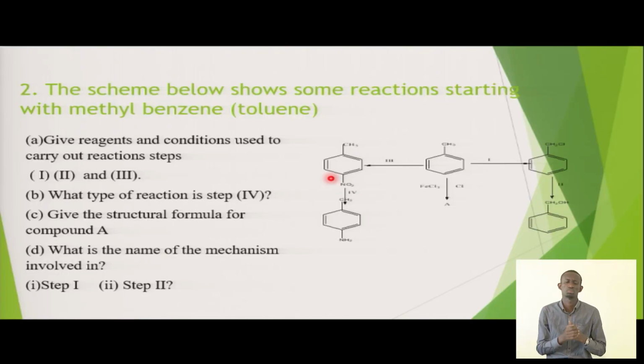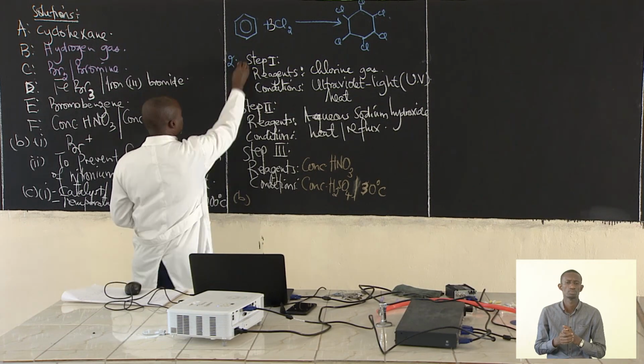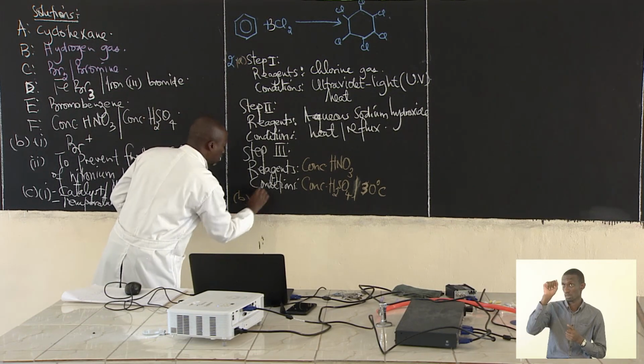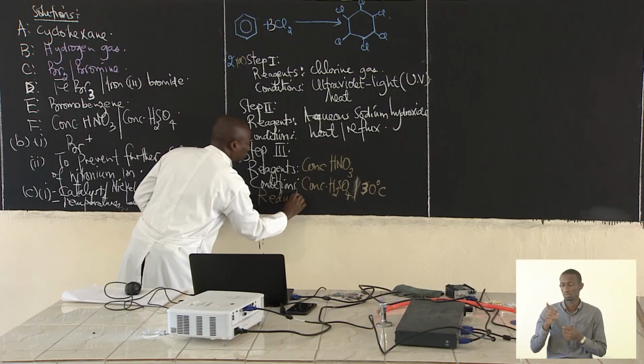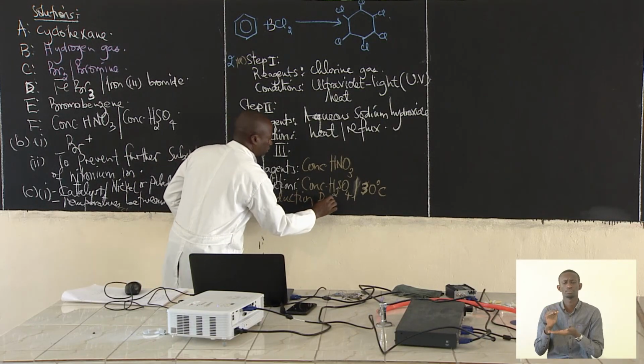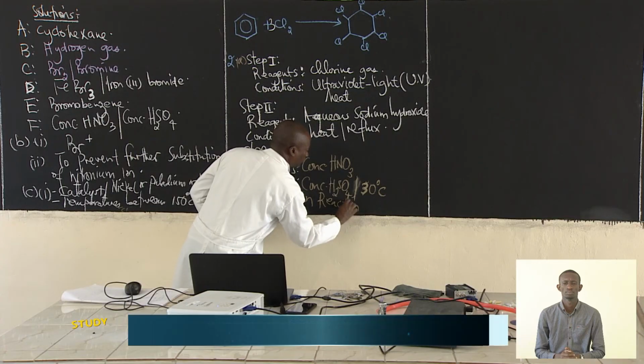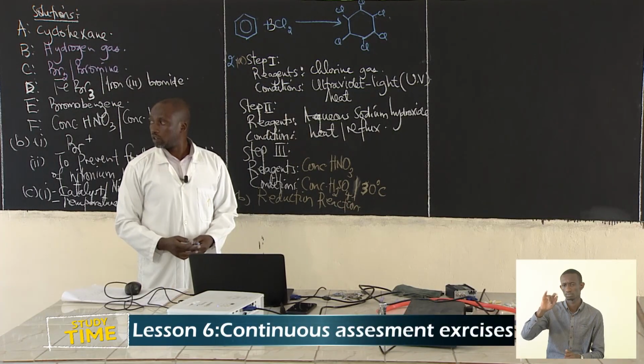What type of reaction is step 4? So this is step number 4. What is happening here? Nitro changing to amine. Probably we have not looked at the aromatic amines, but this is a reduction reaction. That's part B. This was part A. So this is a reduction reaction. Very soon we'll also talk about that one.